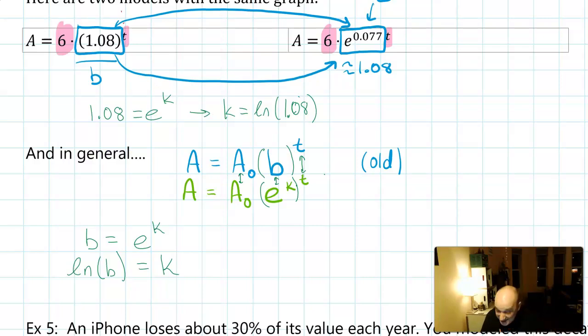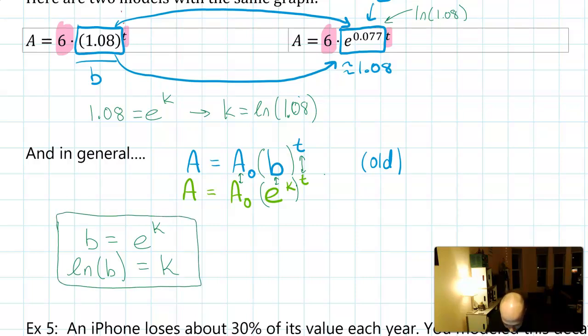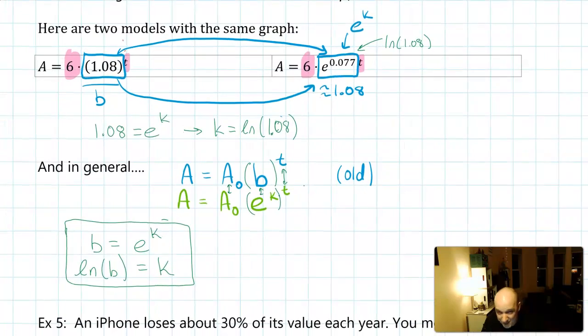And that's how you switch the base. So if I wanted to be a little more precise, I should have said natural log of 1.08. That would be the literal exact same graph. But this, if you go look it up in the book, is how you change from base B to base E. If you have base B, you know the B, and you need to find a K, so you take the natural log of B, that becomes your K. If you have a base E, you figure out what e to the k is, that becomes your new base, and everything else stays the same. So that's how you change the base. Let me give you an example.